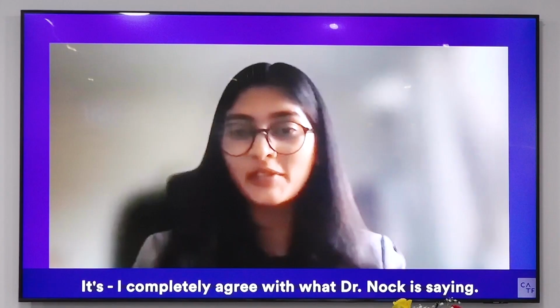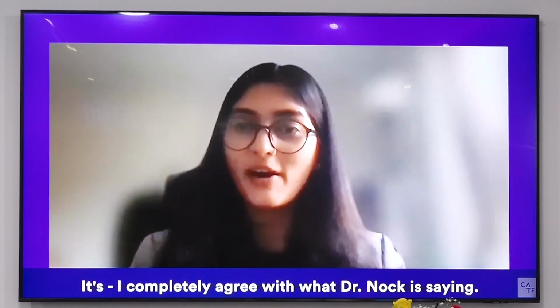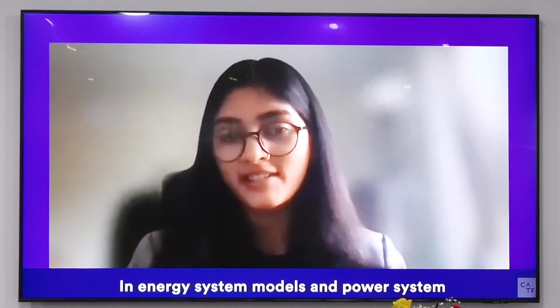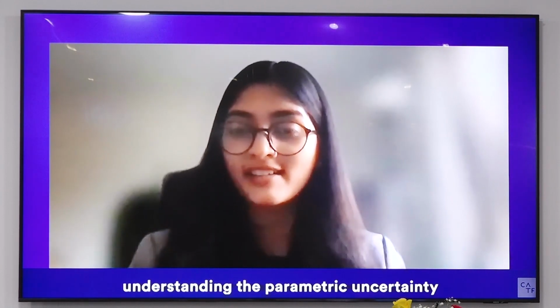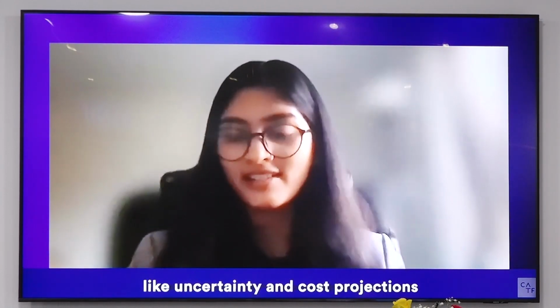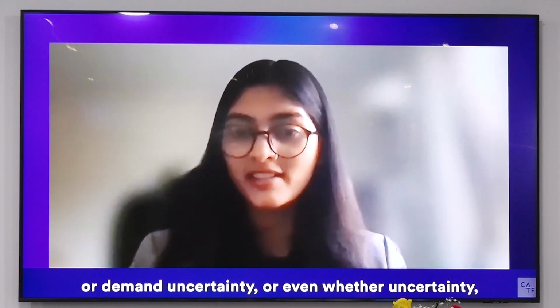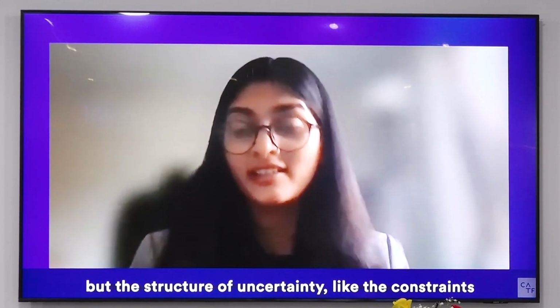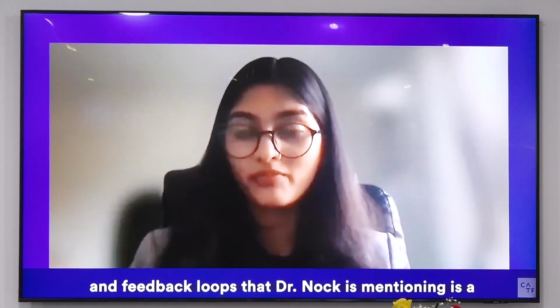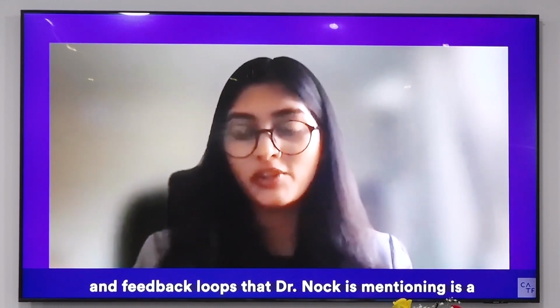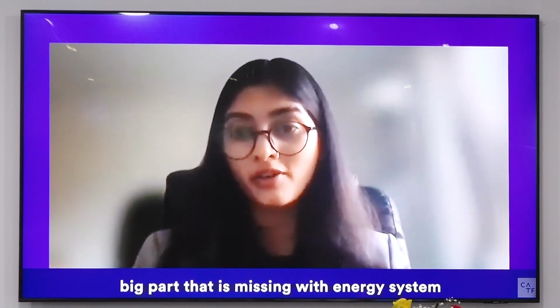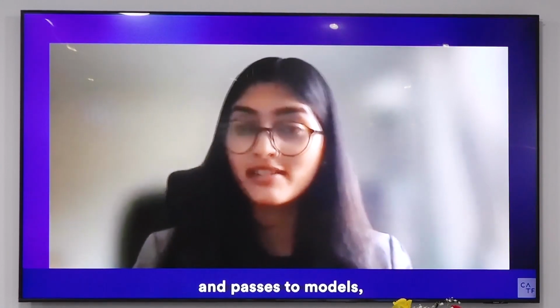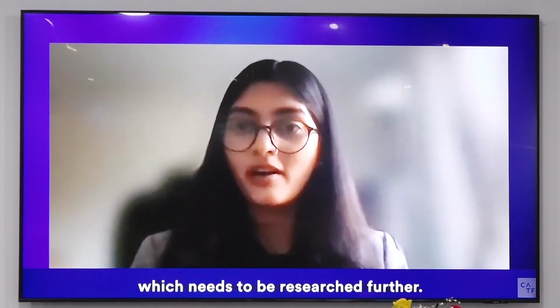I completely agree with what Dr. Nock is saying. Energy system models and power system models as well have become very good at understanding the parametric uncertainty, like uncertainty in cost projections or demand uncertainty, or even weather uncertainty. But the structural uncertainty, like the constraints and feedback loops that Dr. Nock is mentioning, is a big part that is missing with energy system and power system models, which needs to be researched further.